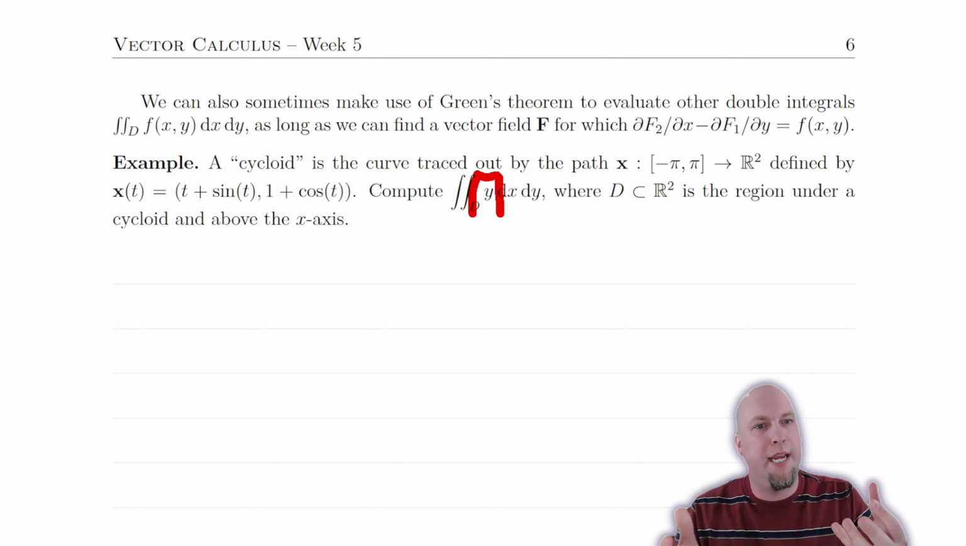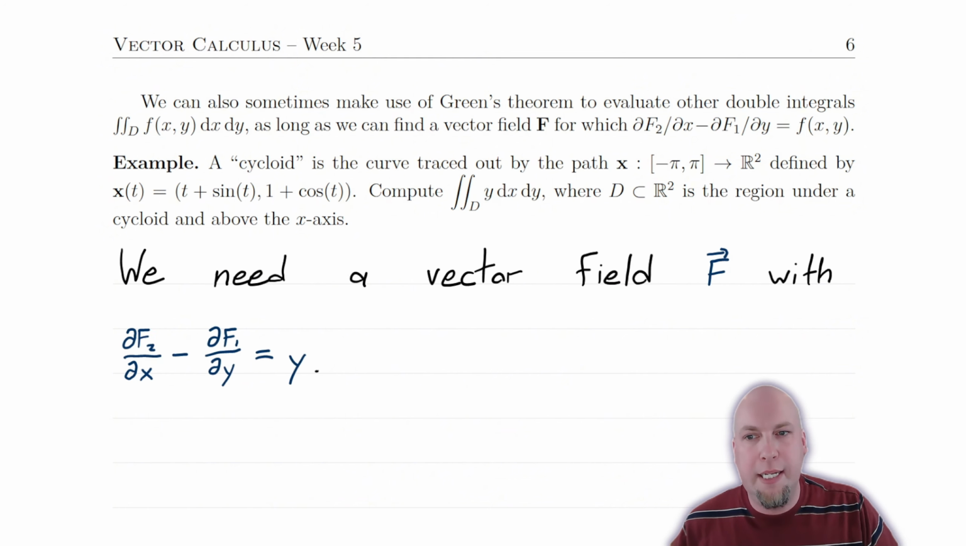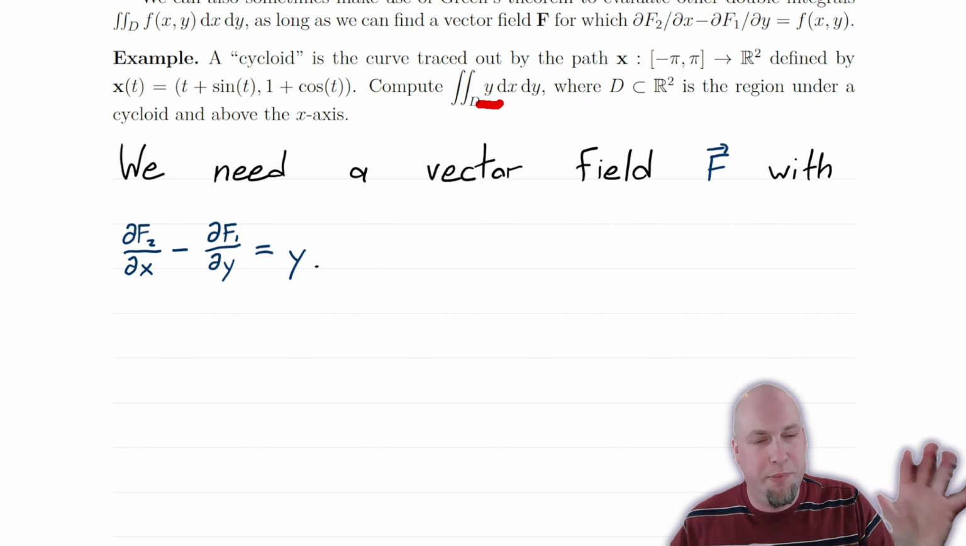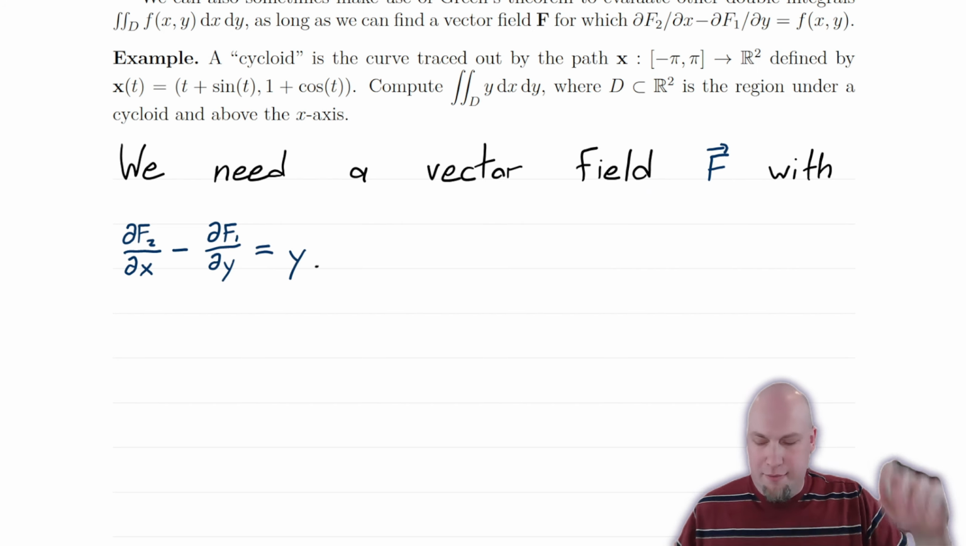And so in this particular case, we're going to want to find a vector field with the property that ∂F2/∂x minus ∂F1/∂y equals y, the thing that we're double integrating, okay? And then we'll be able to use Green's theorem, okay? Alrighty, so fine. How do we do that?